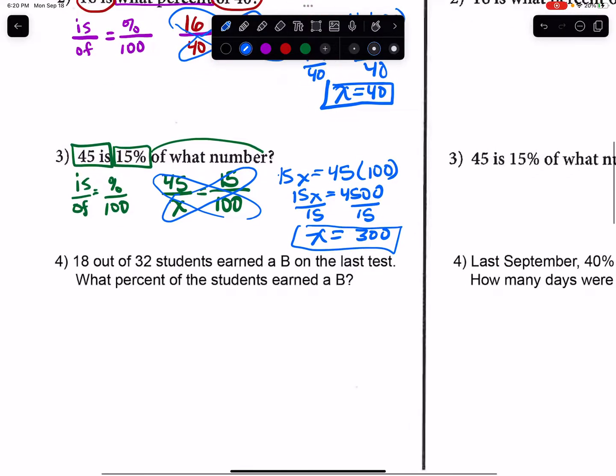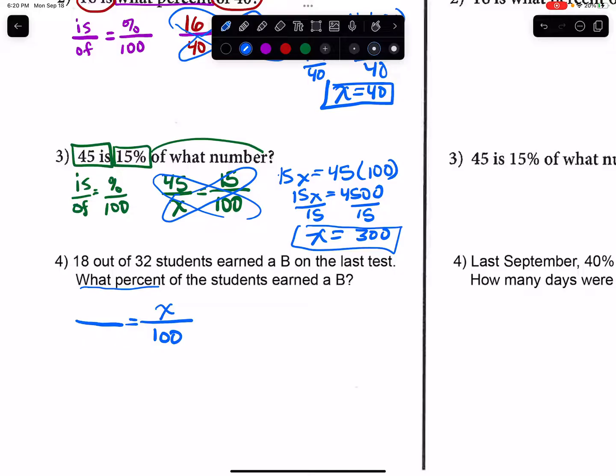It says 18 out of 32 students earned a B on the last test. What percent of the students earned a B? Let's set up our proportion. We're going to put our percent over 100, but we don't know the percent. So we know this is our x. Now we just have to place the 18 and the 32.